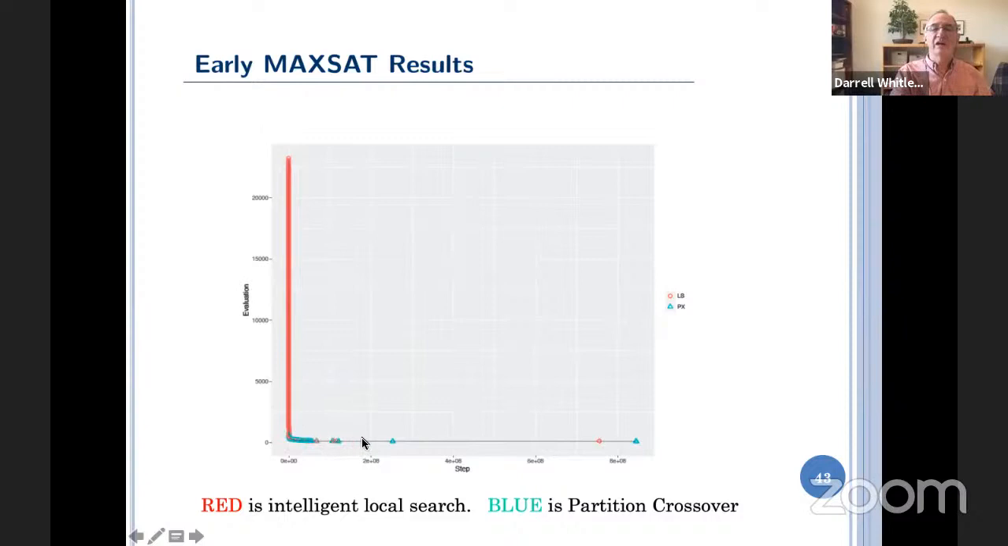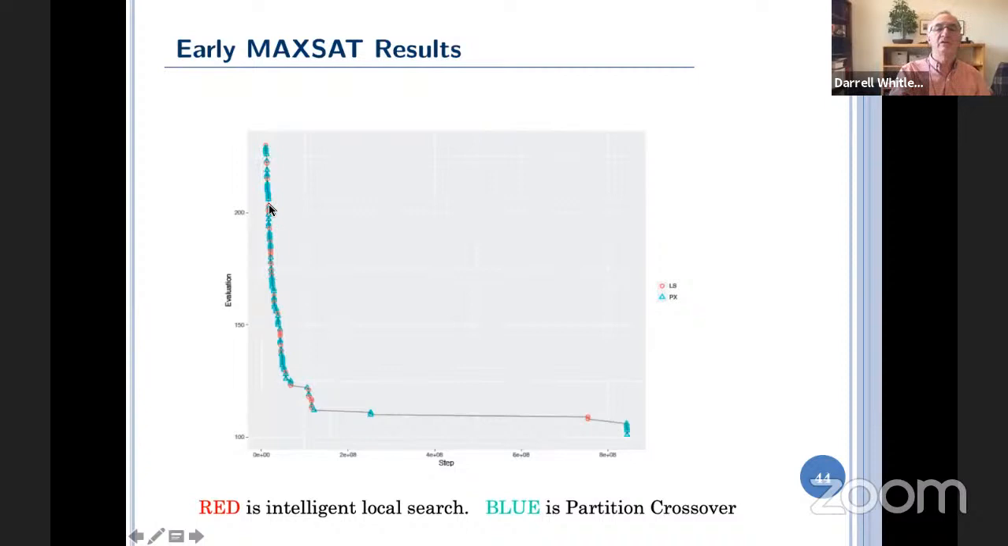So the red is local search. The blue is partition crossover. Here is what happens when you get down onto these plateaus, further, deeper in the search space. Now we start doing crossover more often, and crossover is making most of the progress now.